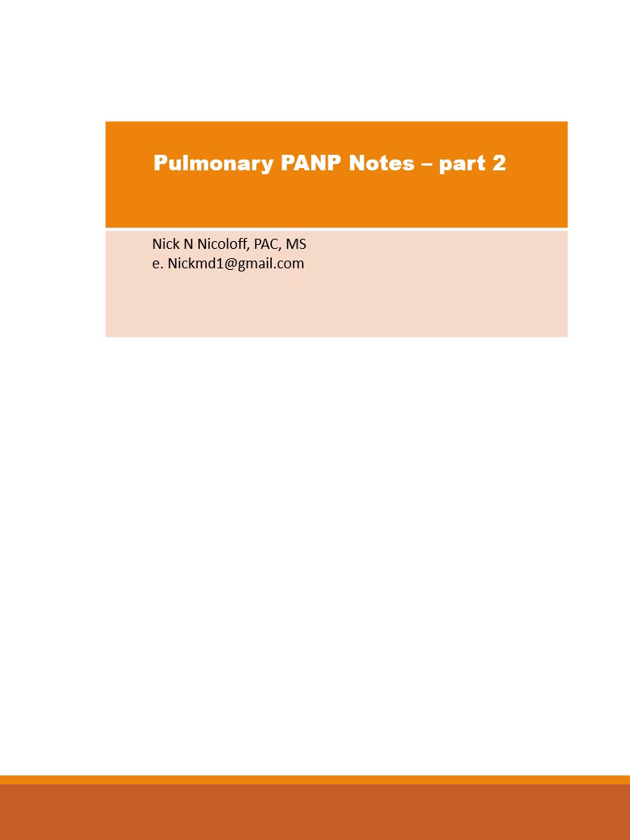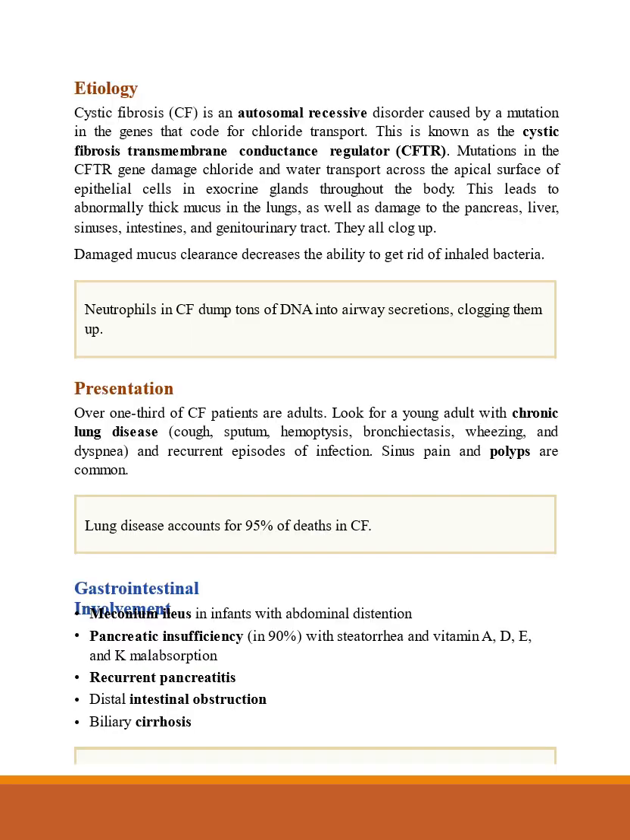Let's start from slide number 2. Slide number 2 talks about cystic fibrosis, by etiology and definition. This is an autosomal recessive disorder, which is caused by mutation in the genes that code the chloride transport. This is known as the so-called CFTR, or cystic fibrosis transmembrane conductance regulator.